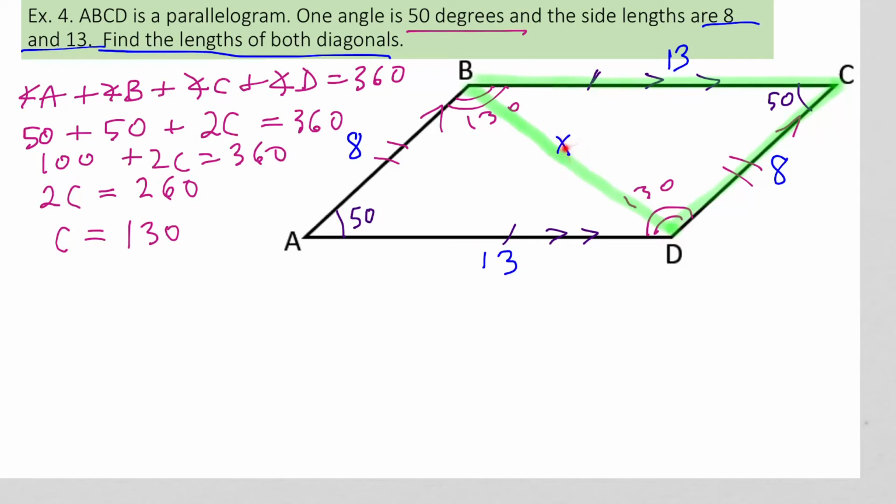I can find this side by using the Law of Cosines, where this is my in-between angle. If I write down the Law of Cosines, I just wrote the C law here just to illustrate what we're doing, because I saw this C here. But since we're calling this x in here, let's just go ahead and call that C to make this easy.